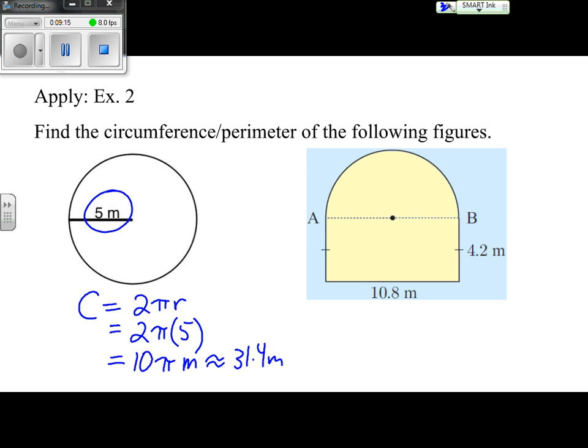All right, moving on to the next one. Now, generally the directions on this one would say find the perimeter, but really we're doing a hybrid here. We're combining perimeter and circumference. So we want to look at what we have.